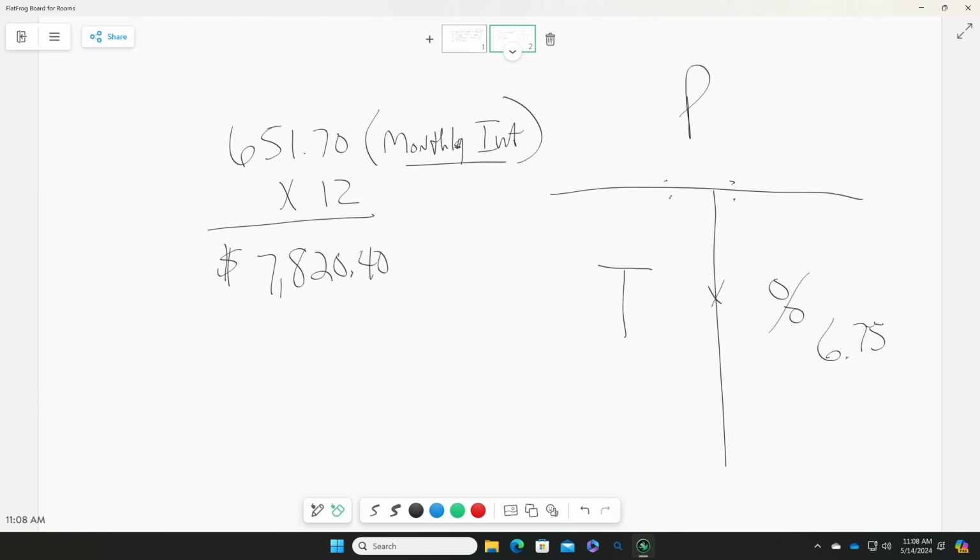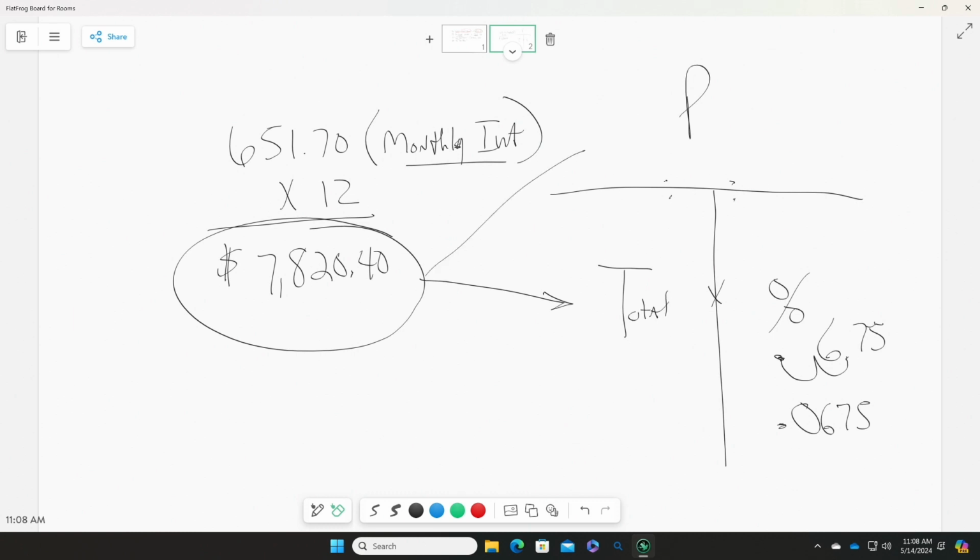So 6.75%. Now remember, I always like to convert 2 decimal places over. So this will be 0.0675. Now the question is, where does this number go? Does it go down here with the total? Or would that go up here for the part? Well, remember, part's always the lower number, and total is always the bigger number. And in this situation, we're trying to figure out what? We know the annual interest. We're trying to figure out the loan amount.